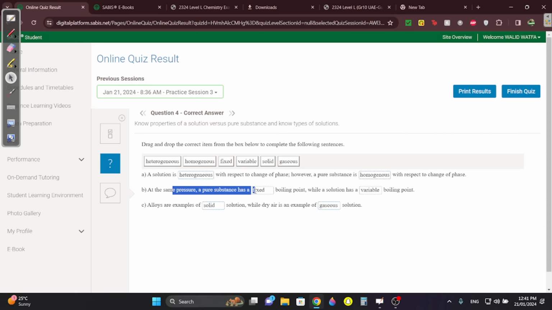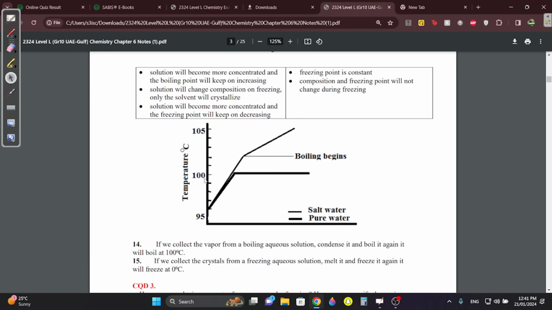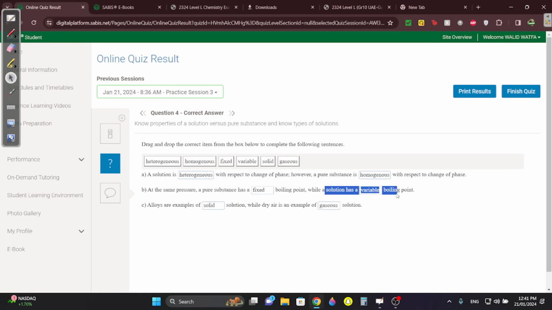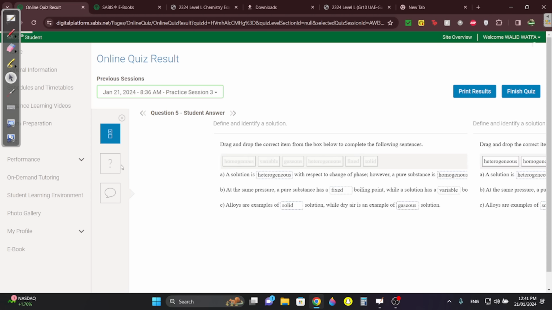At the same pressure, a pure substance has a fixed boiling point, right? Water always boils at 100, while a solution has a variable boiling point. Like I'll show you here. The thick line is pure water. You see how it's straight, right? At 100, it boils. However, salt water is the thin line. It goes up, it starts boiling, and it keeps on increasing. So it's not fixed. Okay, so solutions don't have a fixed boiling point, they have a variable boiling point. However, a pure substance has a fixed boiling point. Alloys are examples of solid solutions, while dry air is an example of a gas solution. This is straightforward.